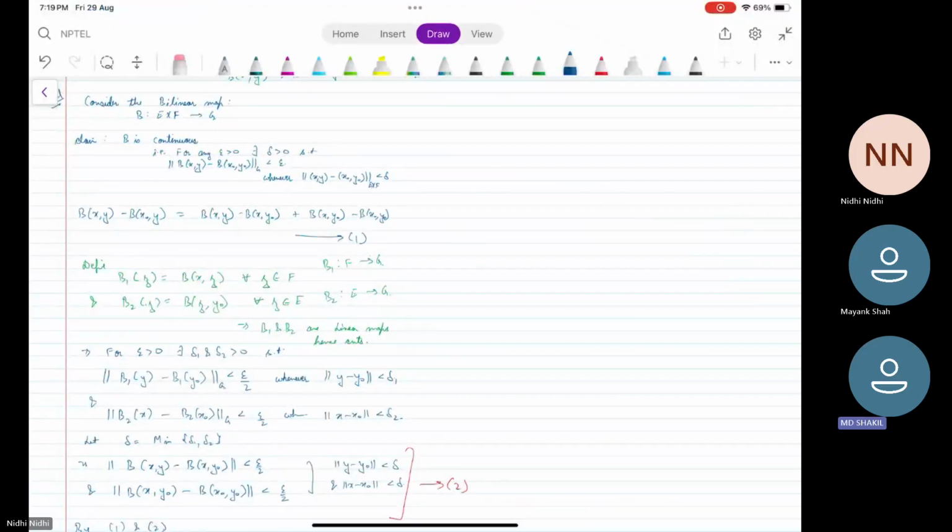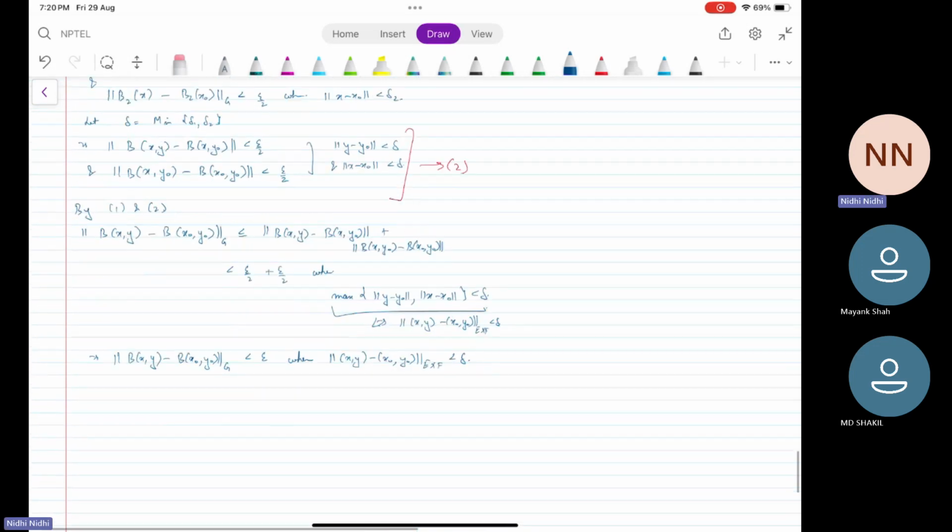Can we see a bilinear map in matrix form? Yeah, if we fix one of the variables, then it's a linear transformation, and then it's a matrix. I don't think we can do it taking both the variables as variables. Okay.